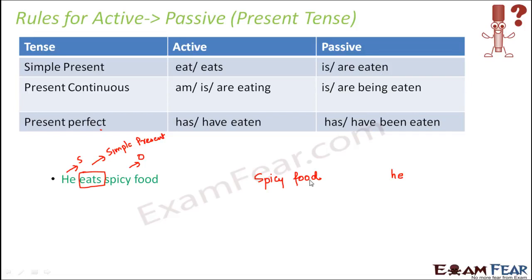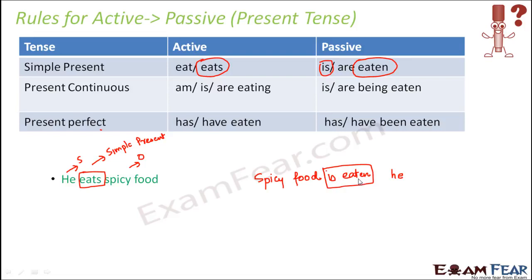Now here spicy food is a singular thing. So we will write spicy food is eaten. So the eats will get converted to is eaten. So you have eats in the active voice. So this gets converted to is eaten in the passive voice. Right? So spicy food is eaten.